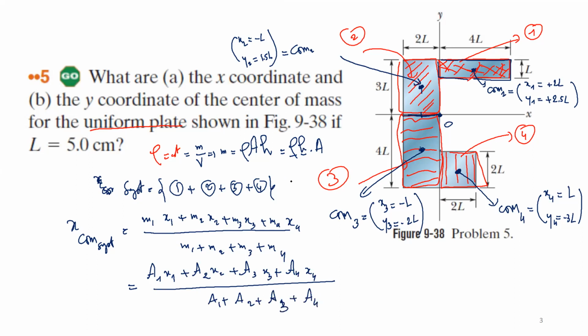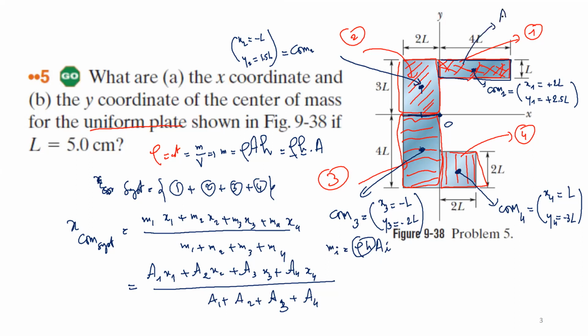Okay. And this is just because of this fact, I will have Mi, which is just rho H Ai. So this rho H is a common factor. It will be in the numerator of each mass and in the denominator, so I will simplify it. Now the areas are simple.